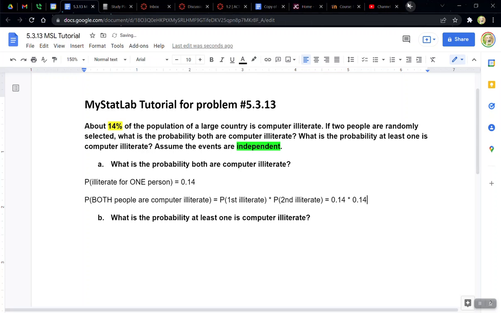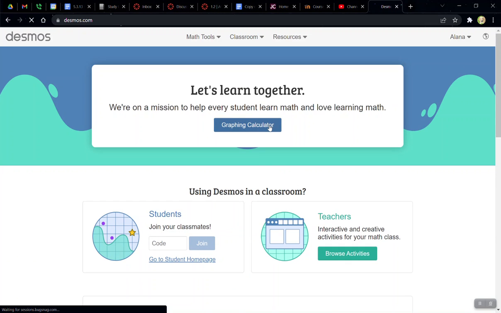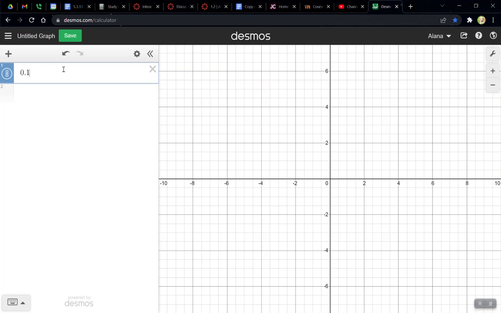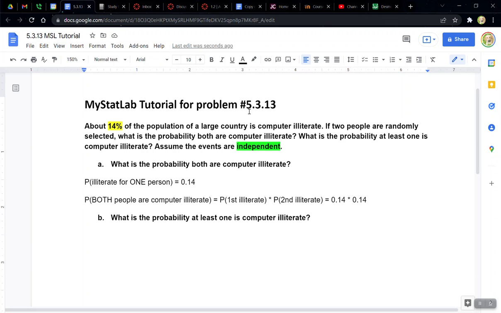and I would just go grab Desmos to do that. 0.14, and of course when you're multiplying a number by itself, that's the same as squaring it. So it's 0.0196 for me. And that would be the answer right there.